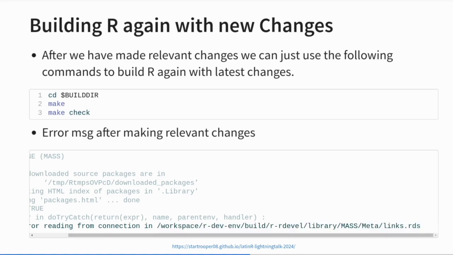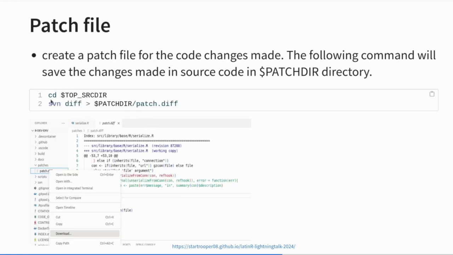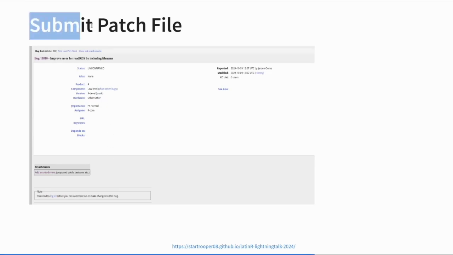After that we can create a patch file using this command, changing the directory to top src, and after that we can use svn diff and save the patch file in the patch directory, and we can also download the patch file. After that we can submit the patch file on Bugzilla using this add an attachment.